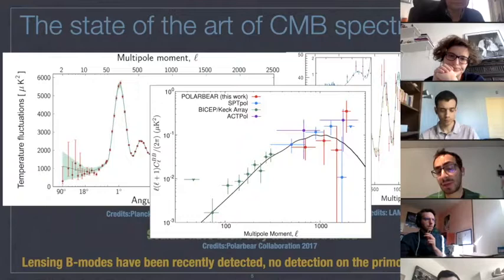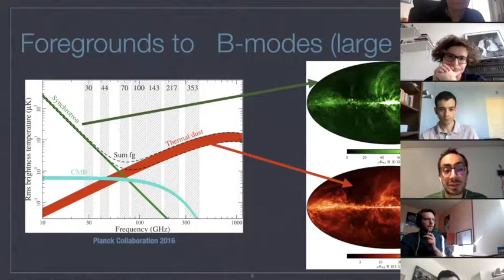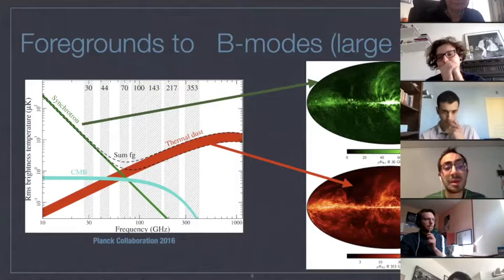So what are the foregrounds on large scales? As I said, they are the galaxies. Here you see the polarization SED for the CMB in cyan, in green the synchrotron, and in red the thermal dust.